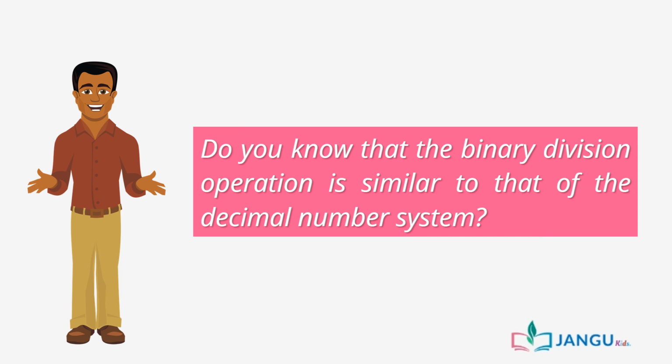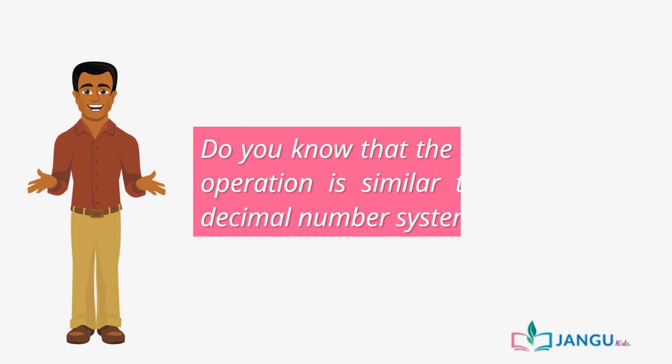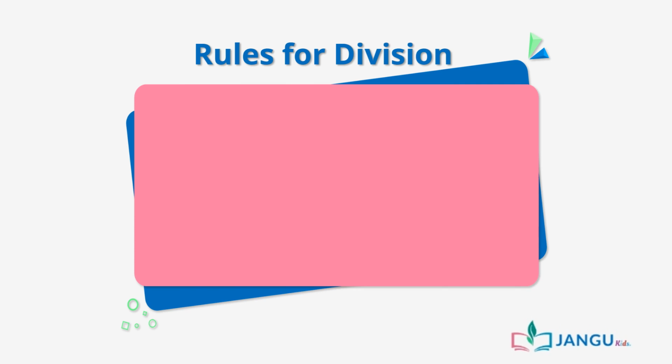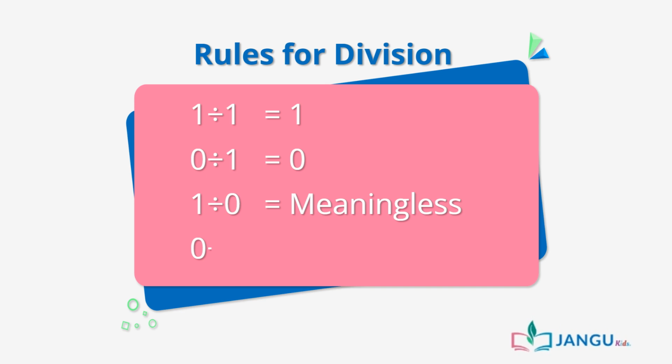Do you know that the binary division operation is similar to that of the decimal number system? The only difference is the binary digits. Let me explain. We need to follow some rules while performing binary division. They are simply 1 divided by 1 is equal to 1, 0 divided by 1 is equal to 0. Division by 0 is meaningless in binary division. Therefore, 1 divided by 0 is equal to meaningless, as well as 0 divided by 0 is equal to meaningless.